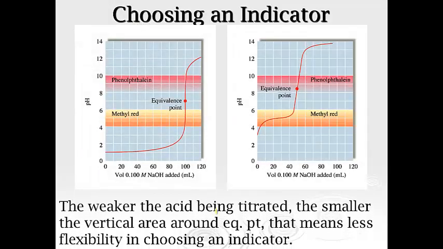Okay, so for example, the weaker the acid being titrated, the smaller the vertical area around the equivalence point. So this means less flexibility in choosing an indicator. For example, if we were titrating something with sodium hydroxide, and we're trying to get right at that equivalence point, there's some other options we could use. We could use methyl red. It would be red, and then once it was gone, we would have our equivalence point. Phenolphthalein, which we've used, is the opposite. It's clear, and then once we see the color change stay, then we end up with our equivalence point. So again, here is the weaker acid, so we have less flexibility. The phenolphthalein would be much better here for this one.